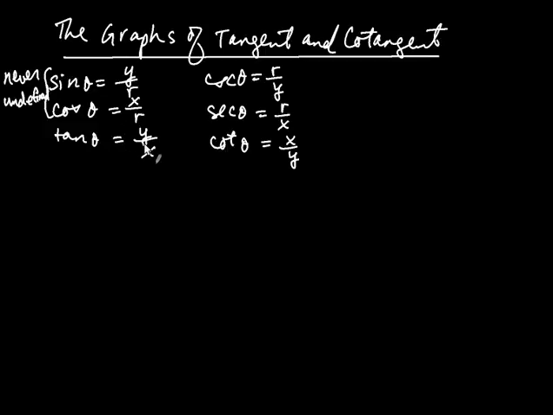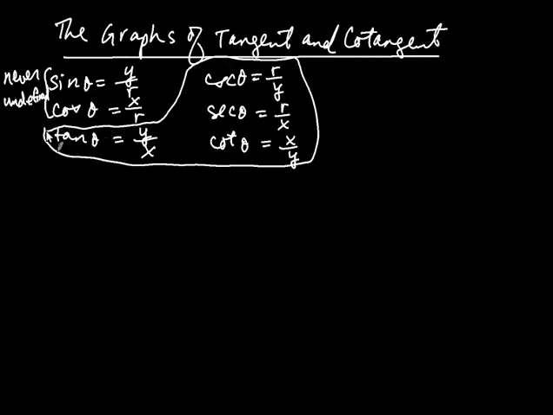But these other four functions, notice that they have either the x-coordinate in the denominator, or the y-coordinate in the denominator. In that case, they can be undefined. Sometimes these are undefined. So these four functions are a little different than sine and cosine. They can be undefined. Let's write that down. These can be undefined when the denominator is 0, of course.